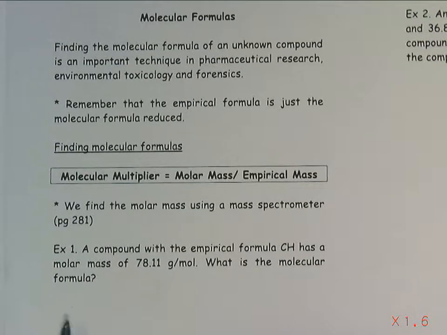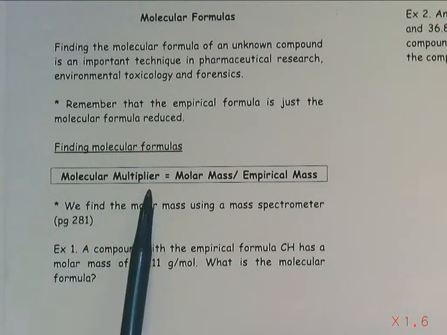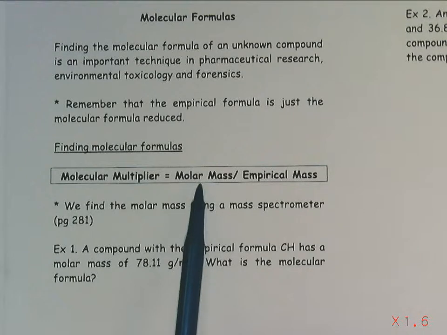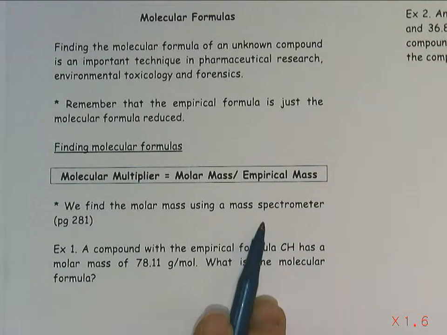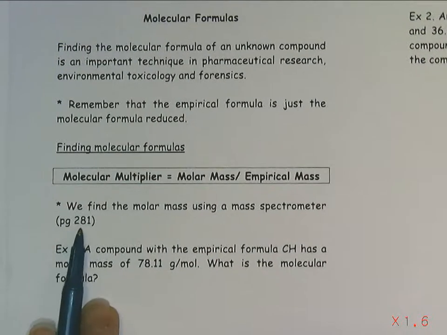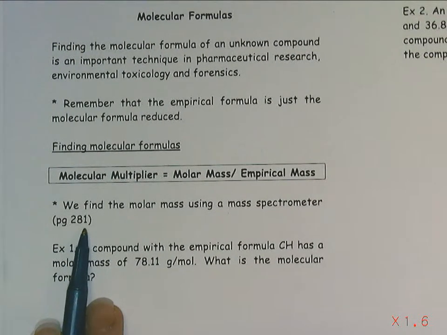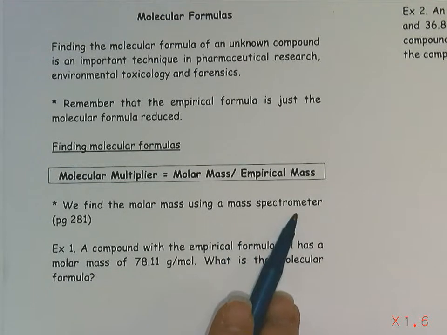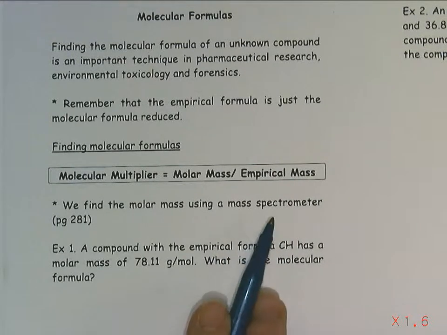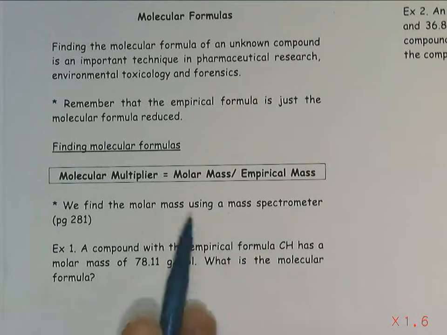So today we're going to be calculating something called the molecular multiplier, where basically we're looking at the ratio of the molar mass that would be coming from a mass spectrometer. For the mass spectrometer, you're going to read on page 281 in your textbook. That's going to be the first part of your homework today, to figure out what this instrument is. And when I get back, I will explain this a little bit further. Then we'll be taking that molar mass and dividing it by the empirical mass. So let's jump into a problem.